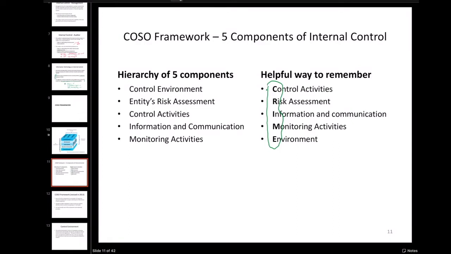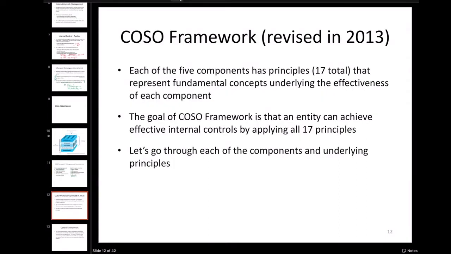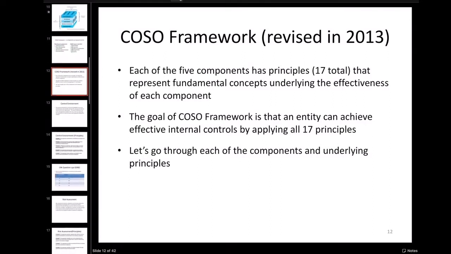One thing to point out here though is remember the E in CRIME is control environment. A lot of people get confused on a test because they'll write out CRIME and fill in the C with control environment, and then they'll get to E and be like, what is E? I can't remember. So just keep in mind the E is environment. As we said, the COSO framework has these 5 components with 17 underlying principles, and we're going to go through them hopefully relatively quickly and painlessly.